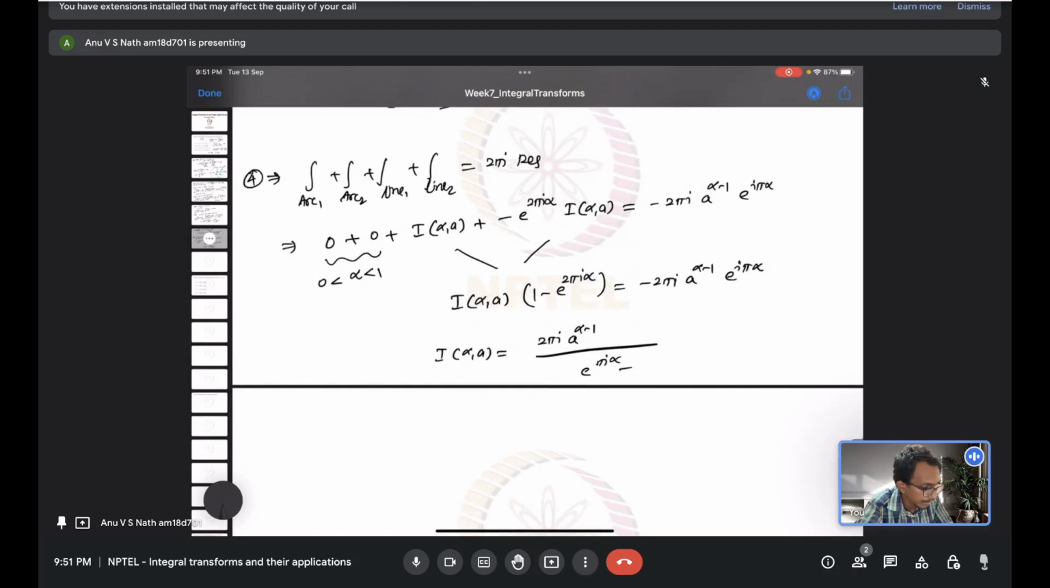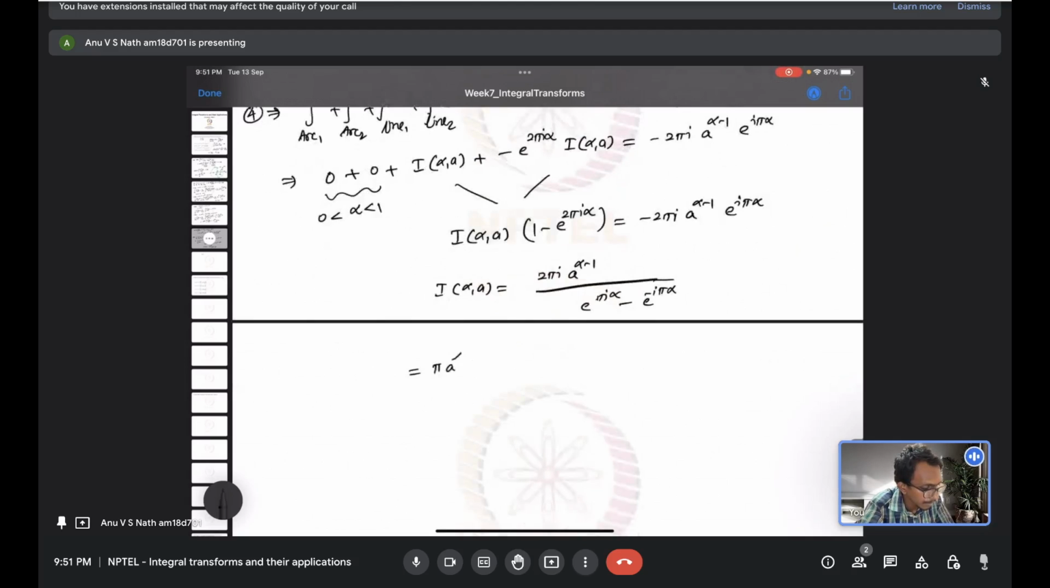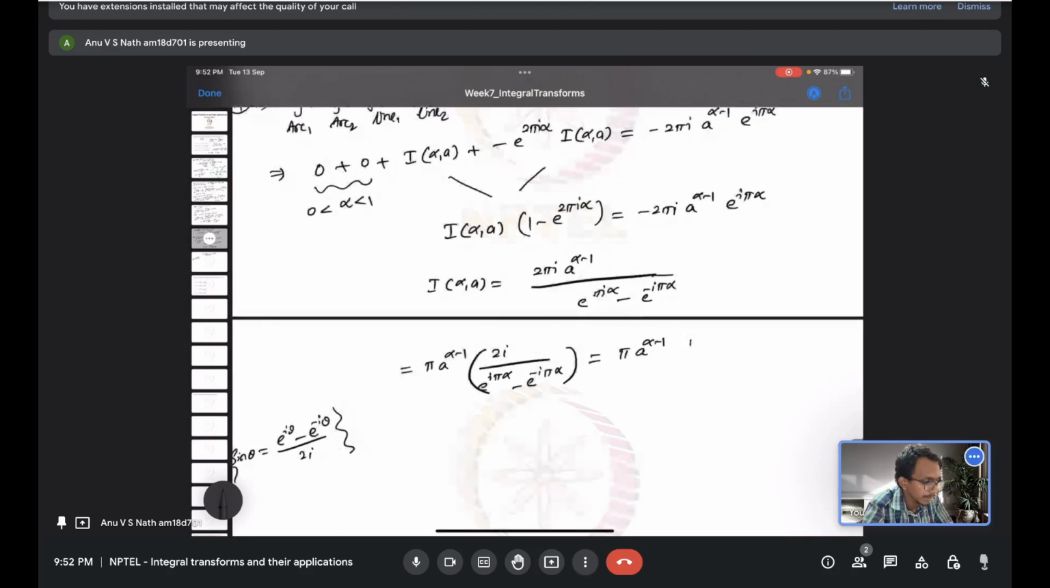So why I do is that you will see now, just simplifying it to a simple expression. So this you can rearrange. You can take the pi a raised to alpha minus 1 outside, then the remaining term 2i divided by e raised to i pi alpha minus e raised to minus i pi alpha, which we will take together. Remember that sine theta is actually e raised to i theta minus e raised to minus i theta by 2i, which we use here because we have a similar form, just that it is inverted, or its reciprocal. So it's basically 1 by sine of pi alpha, which is cosec pi alpha. So pi a raised to alpha minus 1 cosec of pi alpha.